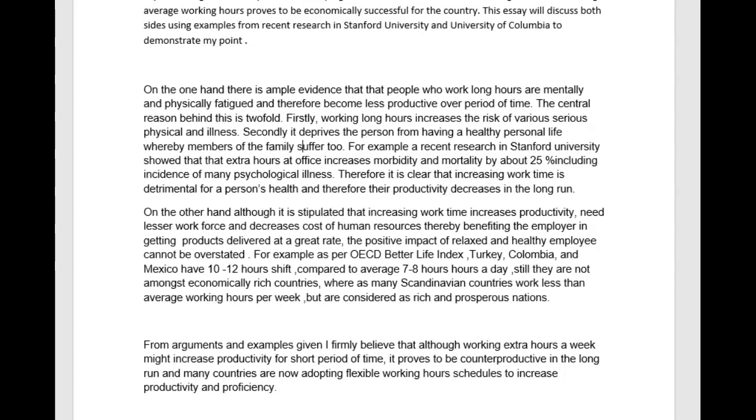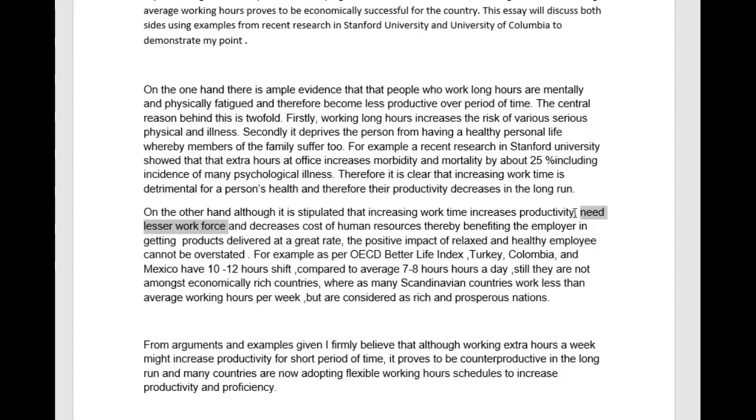All right. I didn't understand this part. Need lesser workforce. Let me see. Although it is stipulated that increasing work time increases productivity, how about requires fewer employees? Is that what you mean? Maybe. And decreases cost of human resources, thereby benefiting the employer in getting products delivered at a great rate. The positive impacts of relaxed and healthy employees cannot be stated.